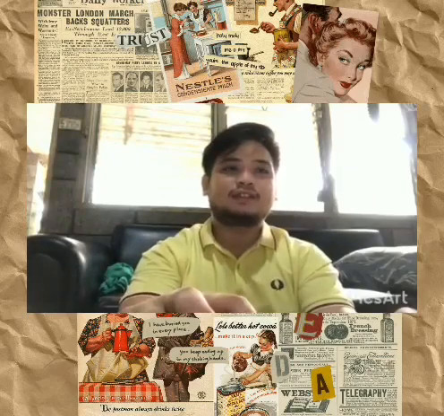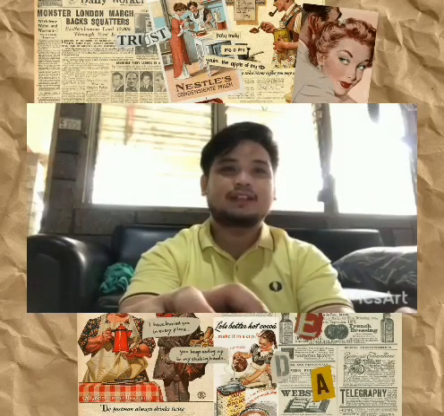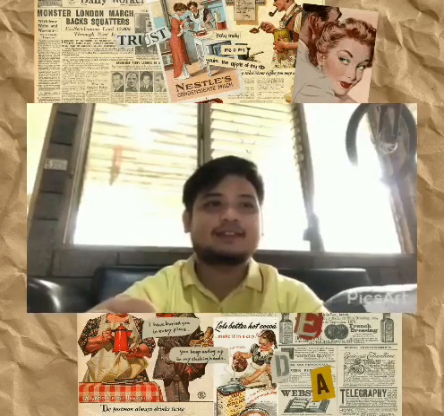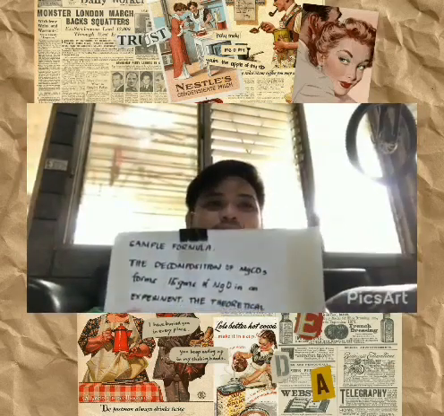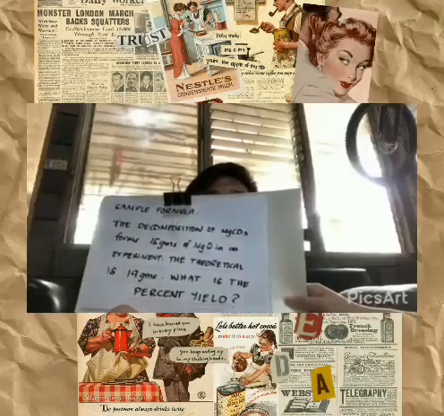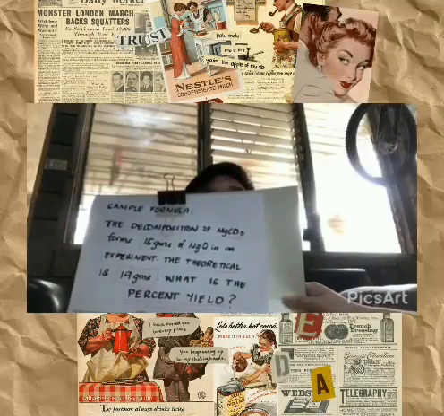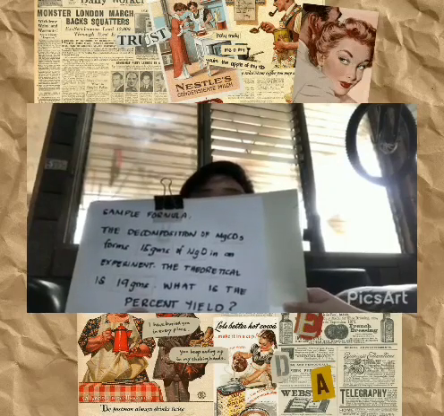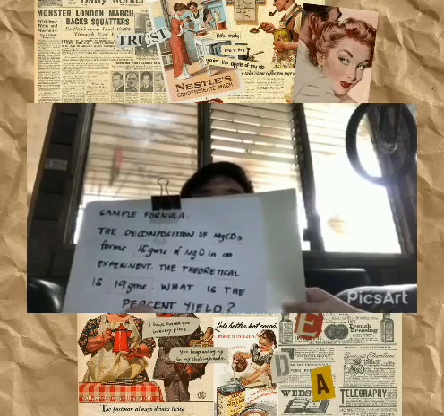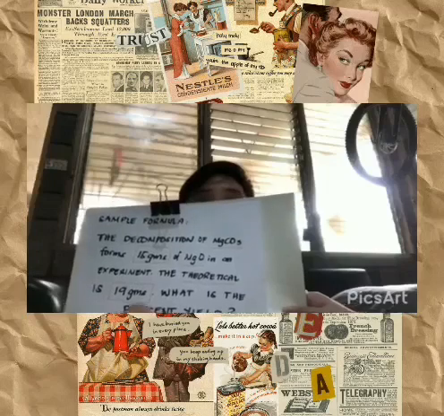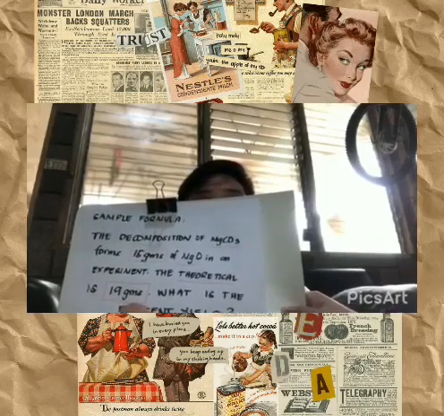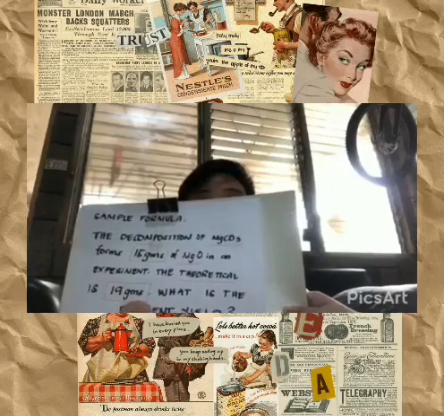This is my sample problem. The decomposition of magnesium carbonate yields 15 grams of magnesium oxide in an experiment. The theoretical yield is known to be 19 grams. What is the percent yield of magnesium oxide?